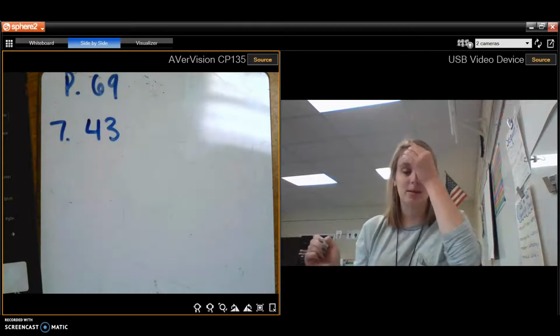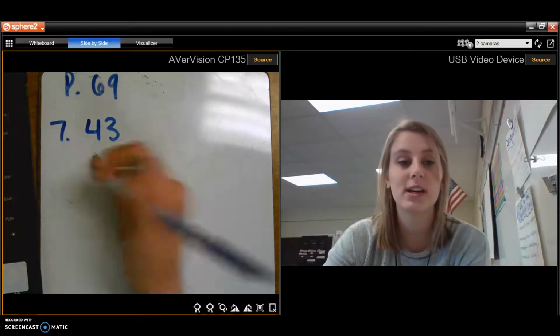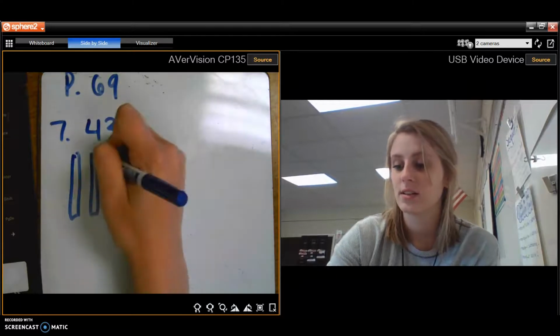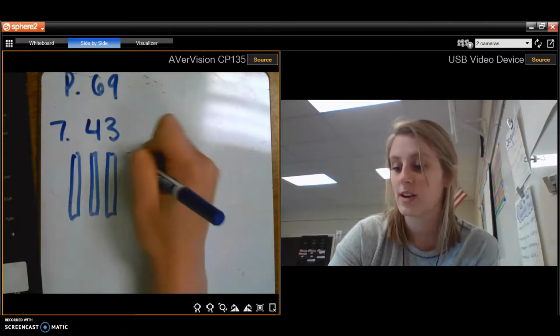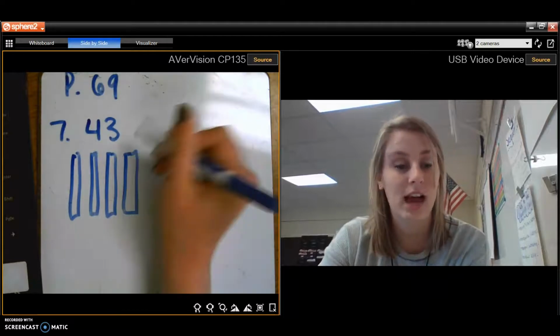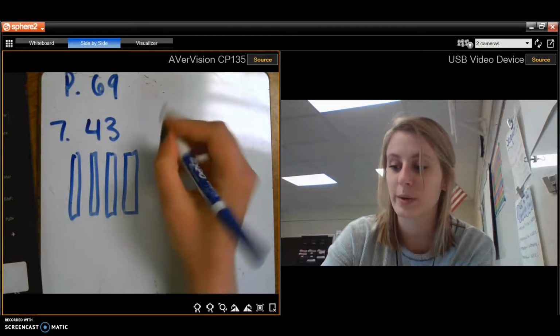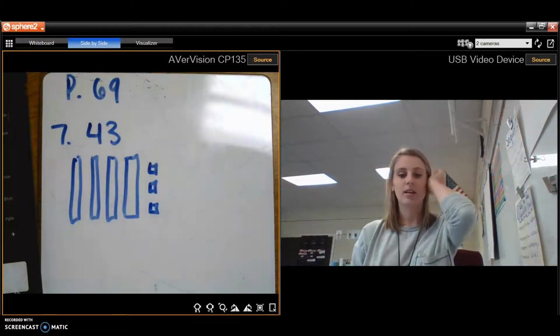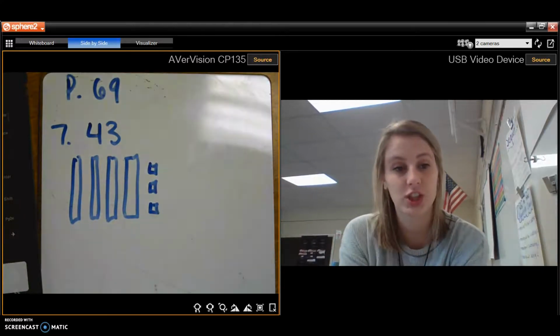So if I'm looking at the number 43, I know that 4 is in our tens place. So I'm going to draw 4 tens, which are long rectangles. And I know that I have 3 in my ones place. So I'm going to draw 3 of my ones cubes, just like this. So that is what your picture should look like.